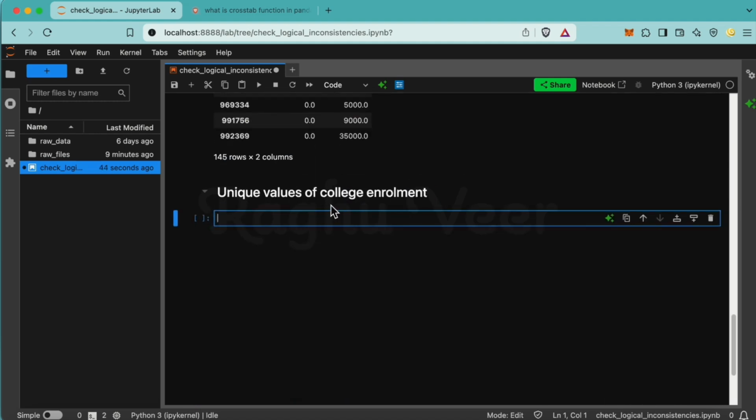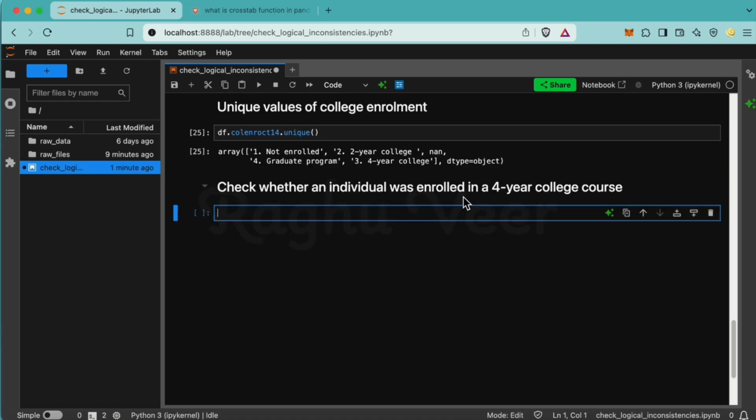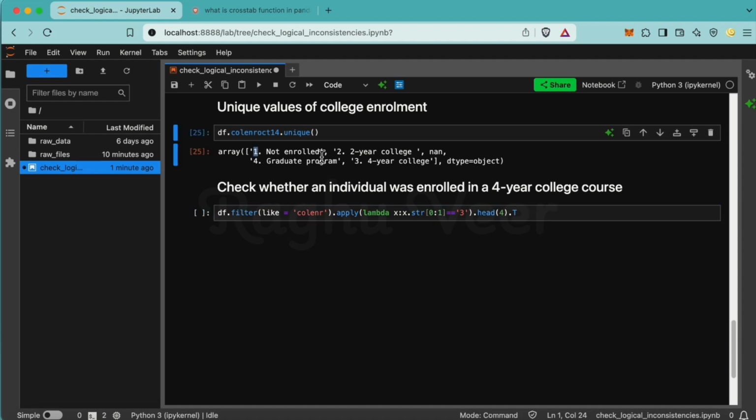Now let's look at the college enrollment status. To find the unique values in the college enrollment column of 2014, we use this. There are not enrolled, 2-year college, graduate program, and 4-year college. Now I'm checking whether an individual was enrolled in a 4-year college course. So first I would filter all the college enrollment columns and apply a lambda function, lambda x of x dot str of 0 to 1. That means the first character, which here comes to 1, 2, 4, or 3. If it is equal to 3, that means it's a 4-year college, and I'm looking at the first 4 rows.